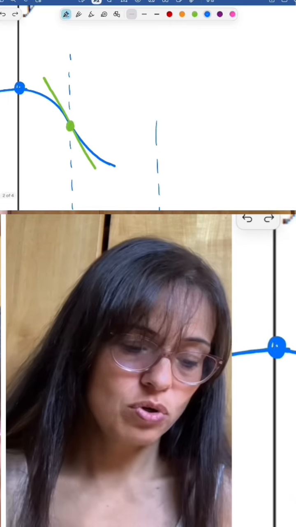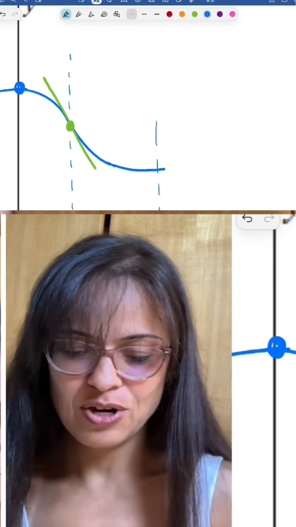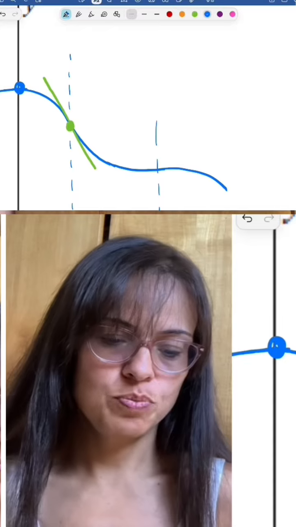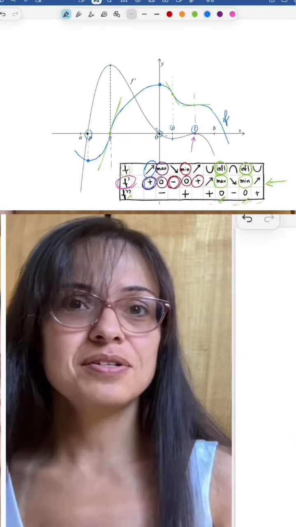It's one of those horizontal inflection points, so I have to draw it even more carefully because it needs to look horizontal. And let's put the tangent line over there. So yeah, this is the graph of f.